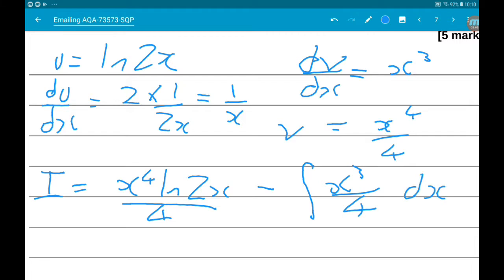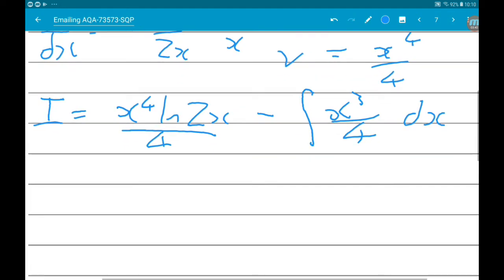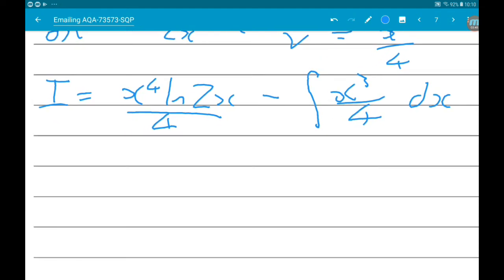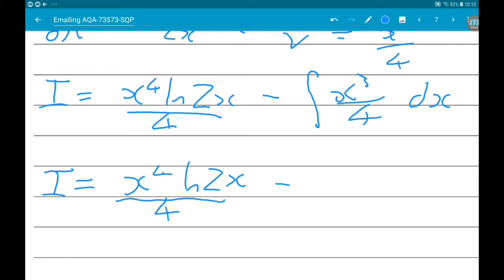Okay, so we can calculate that second integral, no problem. So I is x to the 4 log of 2x over 4 minus, well, we're going to get x to the power 4 over 16.